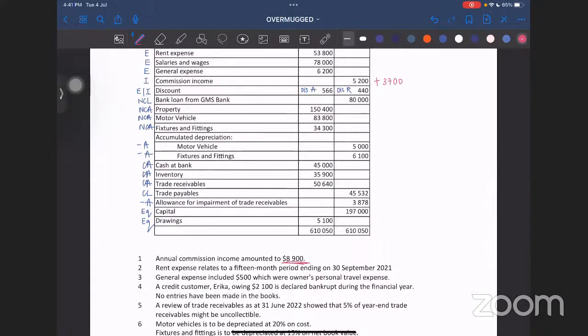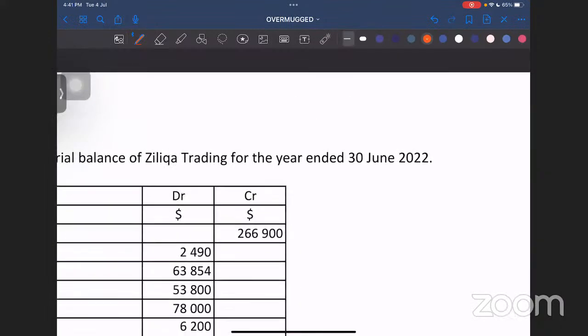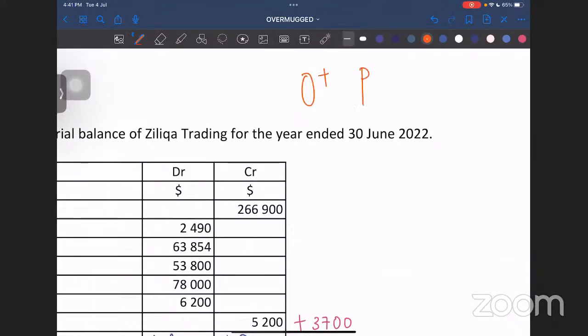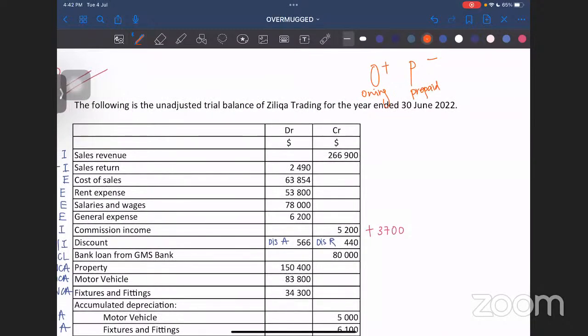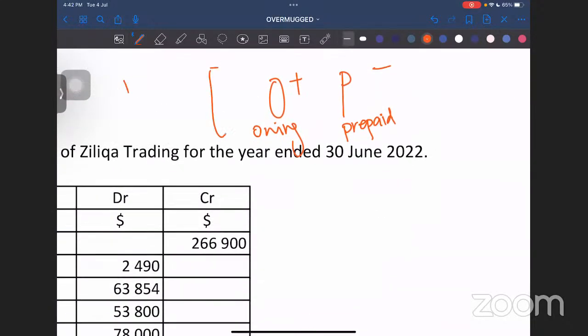One tip is this: O plus, P minus. Owing, you plus. Prepaid, minus. Owing, never pay enough, I add. Prepaid, I pay too much, I minus away. O plus, P minus. Owing plus, prepaid minus. This one is for income and expense. In case you don't know what I'm talking about, this is for income and expense.